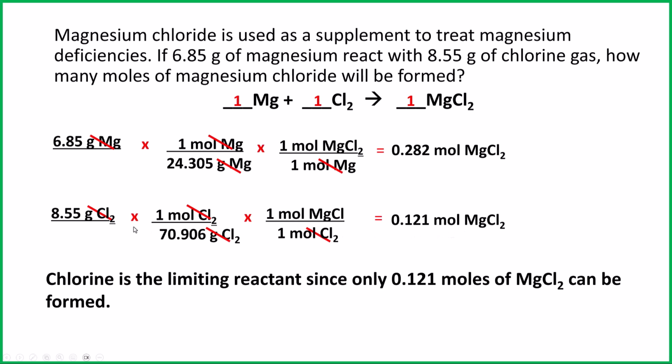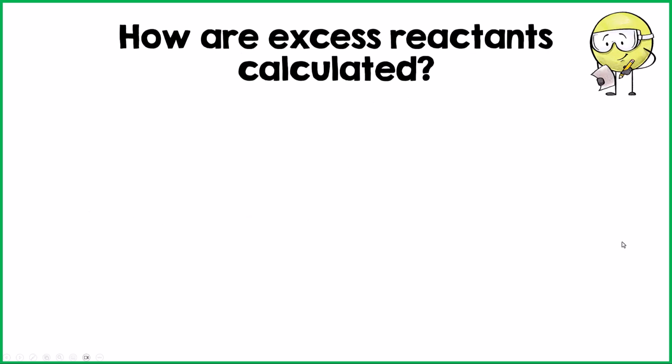So in a real lab, if you were combining these two amounts of ingredients or reactants, and you were only able to form this much of your product, you would have some of this magnesium left over since it's an excess reactant. So we want to know how much of it is going to be left over, because that can be theoretically wasteful in an industrial setting. So we want to be able to use as little of each of these reactants as possible. So let's find out how much is going to be left over.